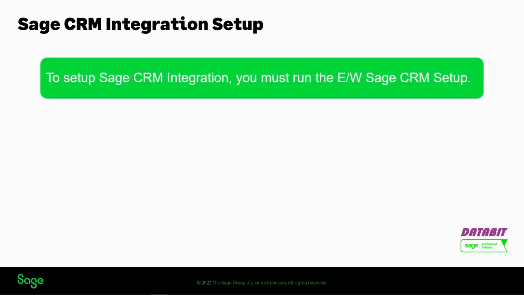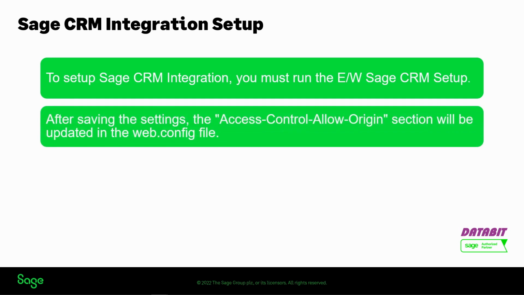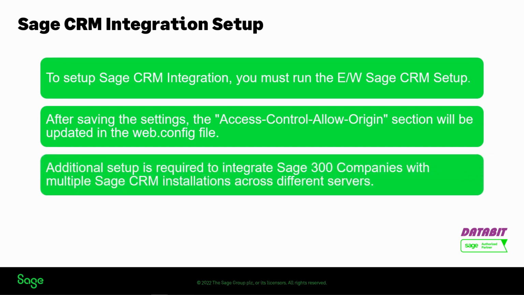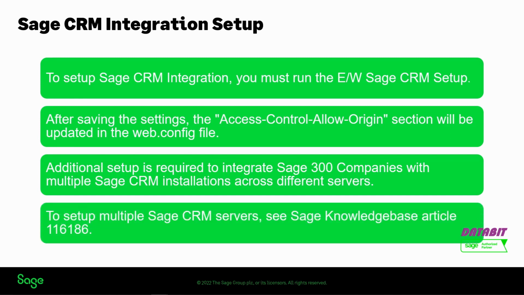To set up Sage CRM integration and update the web.config file, you must run the EW Sage CRM setup to configure where the Sage CRM server is located. Once you have saved the settings, the Access Control Allow Origin section will be updated in the web.config file. If you are integrating Sage 300 companies with multiple Sage CRM installations across different servers, additional setup will be required. To set up multiple Sage CRM servers, see Sage Knowledge Base article 116186.